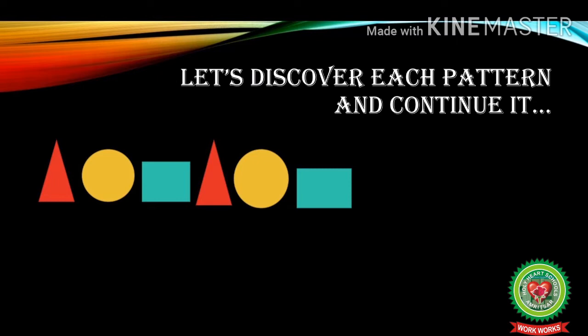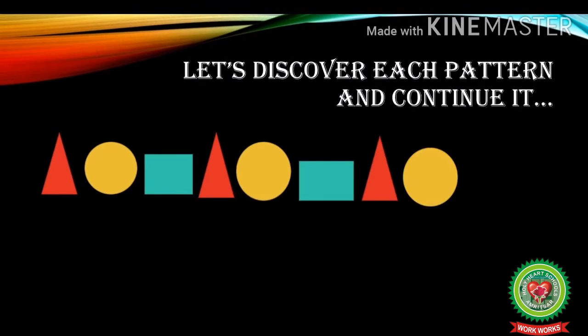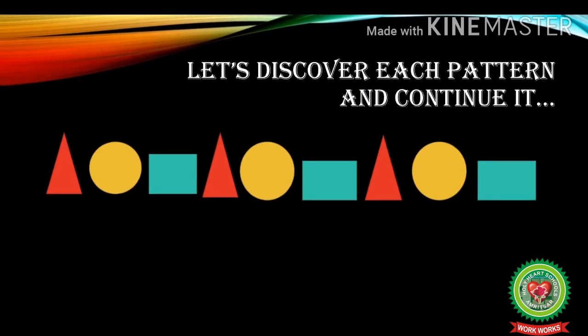Now look at this pattern. What can you see? There is one triangle, circle, then rectangle. Again triangle, circle and rectangle. So according to this pattern, what will be the next three figures? According to the pattern, the next figures will be triangle, then circle, and then rectangle. Now the pattern is complete.